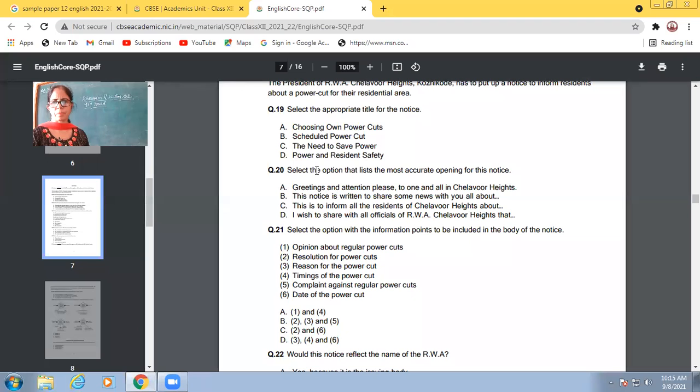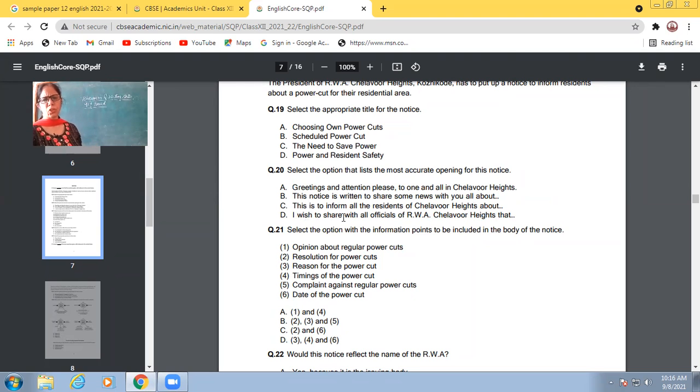So select the option that lists the most accurate opening for this notice. How do we start a notice? Not with greetings and "attention, please." That's the beginning for a speech, right? Second, "the notice is written to share some news with you." It's not about sharing news. It is information. So see, "This is to inform all the residents that..." this is okay. "This is to inform the residents of Shelbur Heights about the power cut, which is going to be as per the following schedule, date, time."